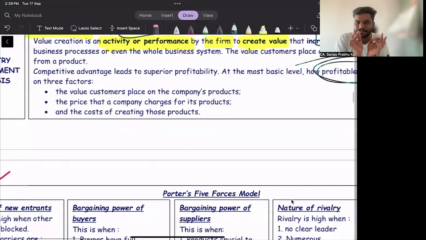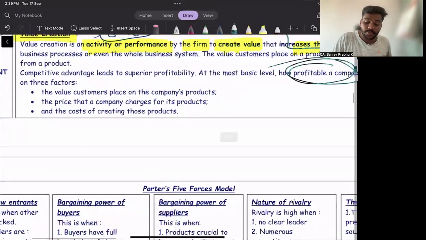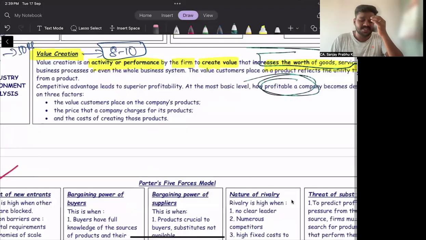See, this is a very simple question, can be asked for 2 marks, and if we are not reading such a simple question, 2 marks are lost. So you have to be very comfortable with this topic. See, simple question. Profit of a company depends on 3 factors.